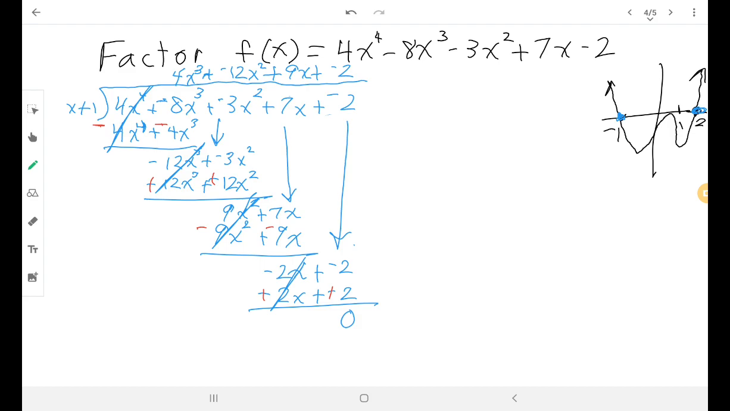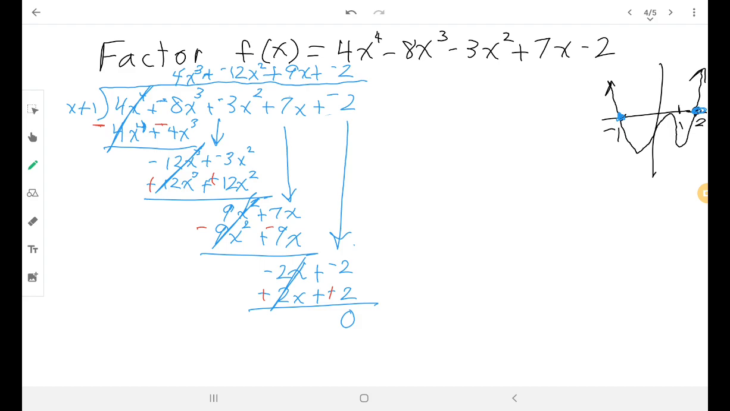Okay? That's the other way that you can check. You can plug in and check for 0, or you can do the long division, and if you get a remainder of 0, then you know it's a factor. So there's two ways to check, and sometimes one is better than the other. Sometimes one is easier than the other.